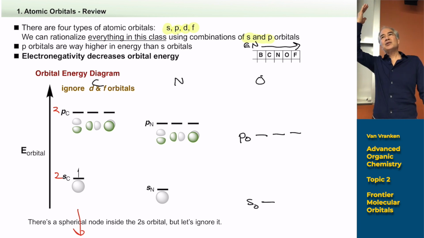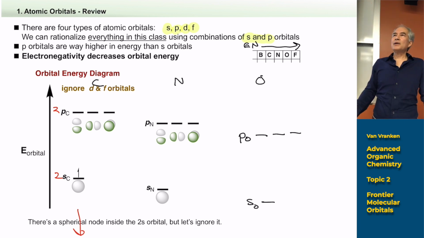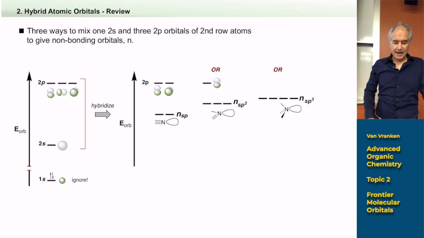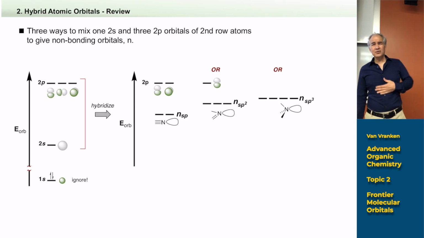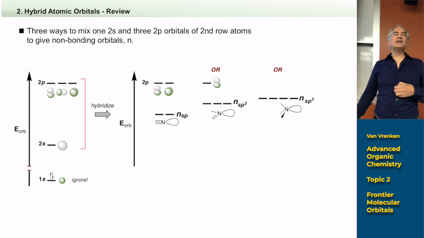P is higher in energy, more reactive. S is lower in energy. So electrons in s orbitals are lower in energy. We've made some real headway here. Okay, let's start talking about hybrid forms of atomic orbitals.